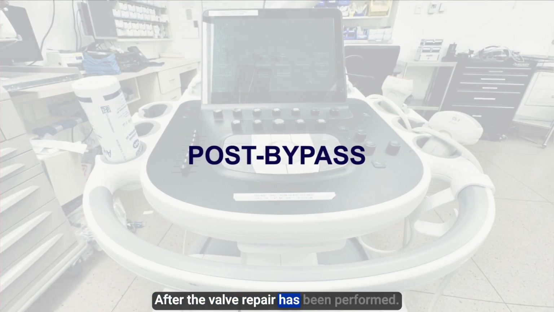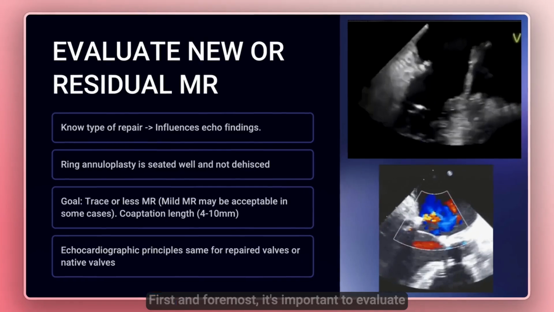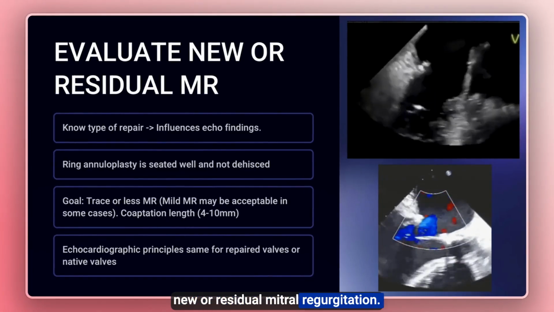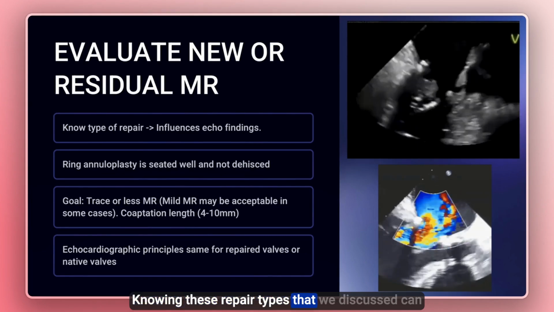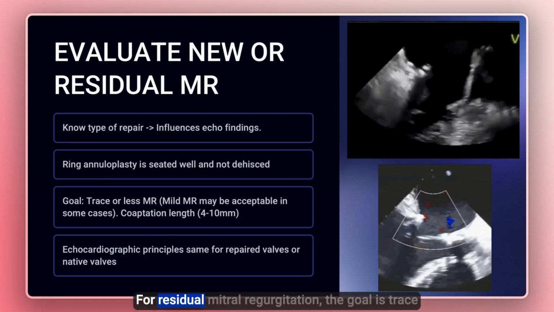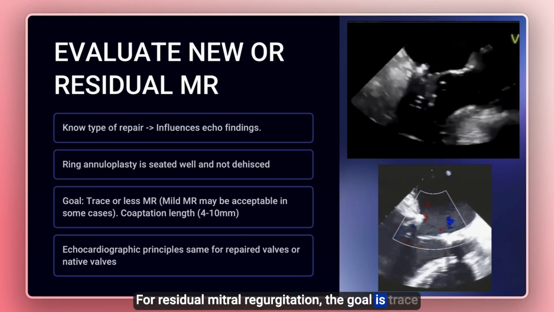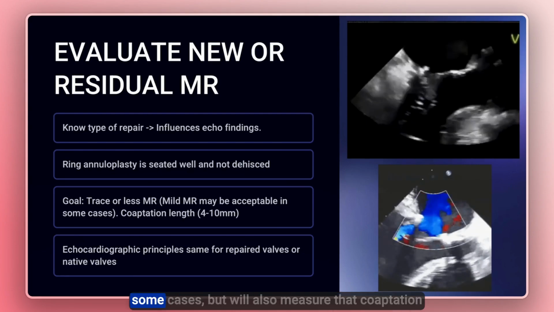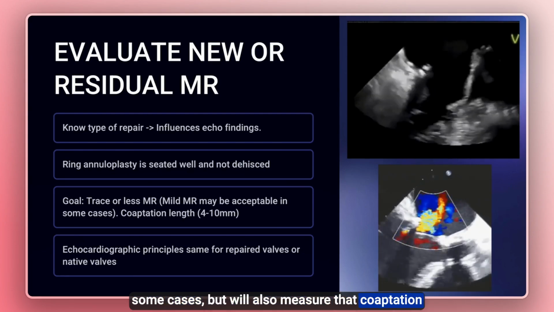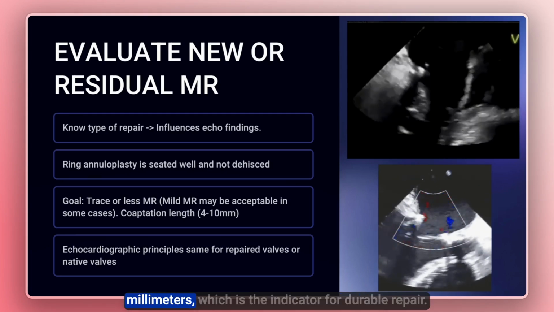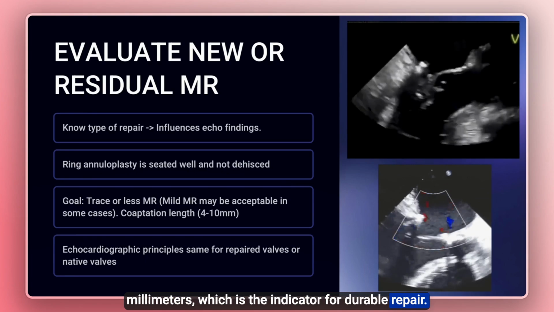After the valve repair has been performed, what are things that need to be looked at in the post-bypass period? First and foremost, it's important to evaluate new or residual mitral regurgitation. Knowing these repair types that we discussed can actually inform your echocardiographic findings. For residual mitral regurgitation, the goal is trace or less MR. Now, mild MR may be acceptable in some cases, but we'll also measure that coaptation length and overlap to make sure it's 4 to 10 millimeters, which is the indicator for durable repair.